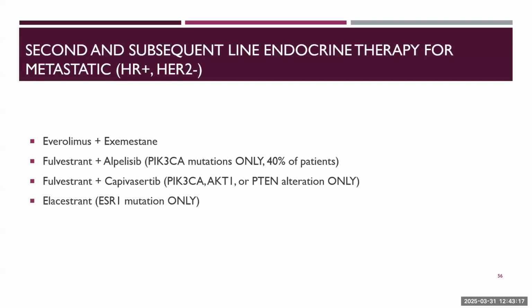Another option we have in the second and subsequent line setting is elacestrant, but they must have an ESR1 mutation for this. So similar to fulvestrant, fulvestrant is that IM injection, but elacestrant is an oral pill that targets ESR1. So if they don't have ESR1, then you would not give elacestrant.